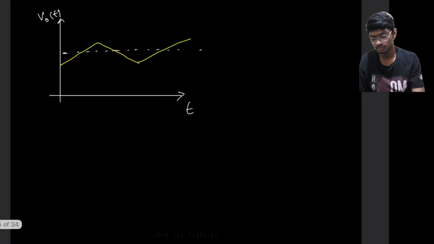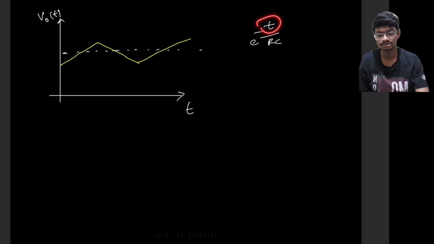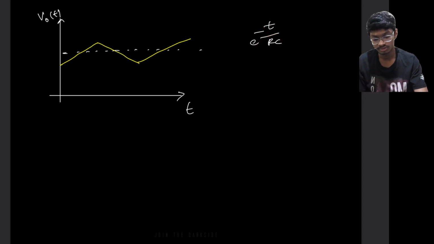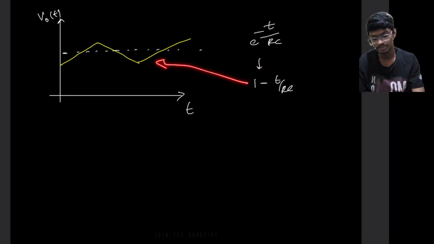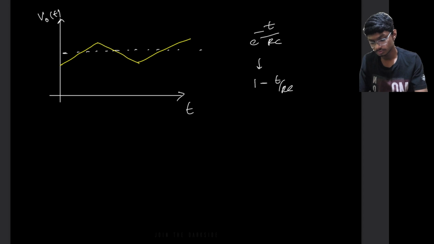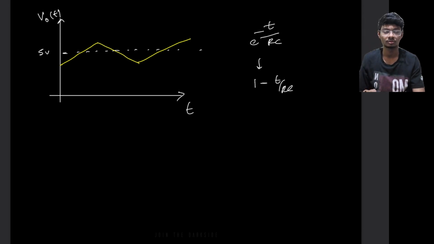So in our case, we are calculating e raised to the power minus t by RC. As the time period is really low and RC is really high, this power is really small, so we can approximate e raised to the power minus t by RC as a linear function. So this is what is happening here. This value is 5 volts, and the output voltage will ripple around 5 volts only.